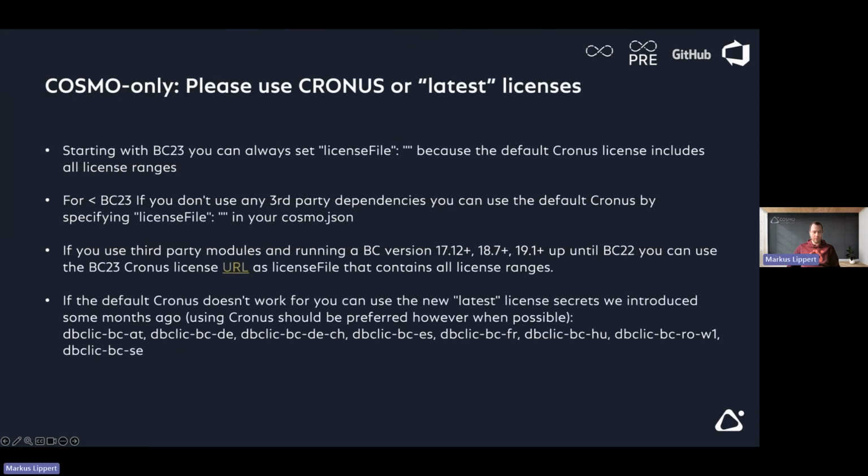Then a quick note for our Cosmo users. Again, please use the Kronos and latest licenses if you aren't using them in your project yet. Starting with BC23, you can always set the license file to empty and use the Kronos licenses, and also in earlier versions you can set the license file to empty if you don't use any third-party dependencies. If you're using third-party dependencies in previous versions, then you can still use the Kronos license of the newer versions. You can just use that URL. I also posted on Viva Engage, and if that for some case doesn't work for you, then you can always use the latest licenses.